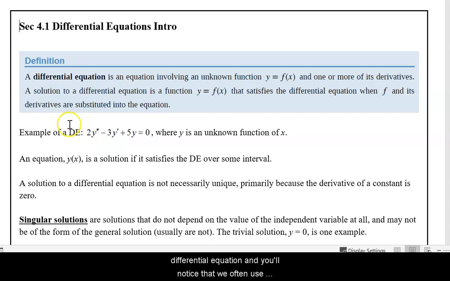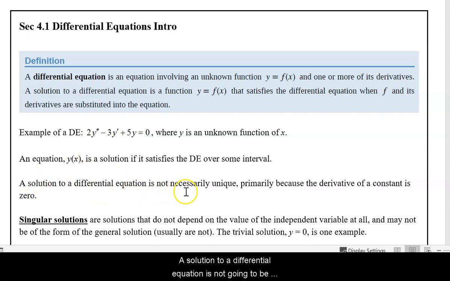And you'll notice that we often use DE to abbreviate differential equation. So an equation y of x will be a solution provided that it satisfies that differential equation, again, over some interval. While we won't emphasize the interval here, it is tremendously important and you will need to think about it quite a bit in a differential equations class.